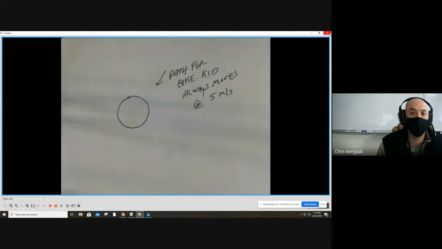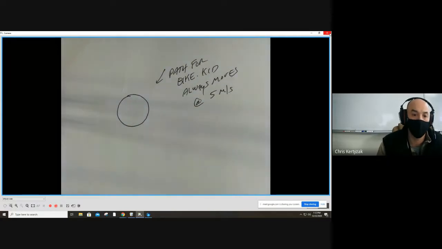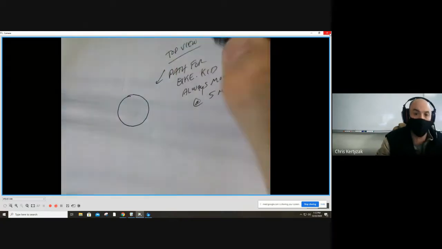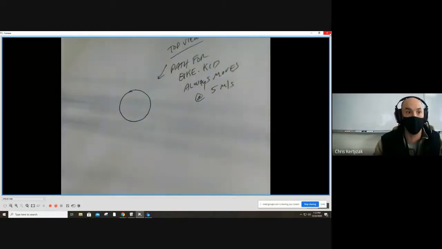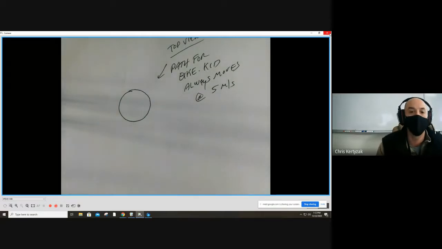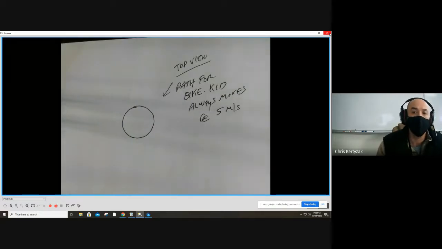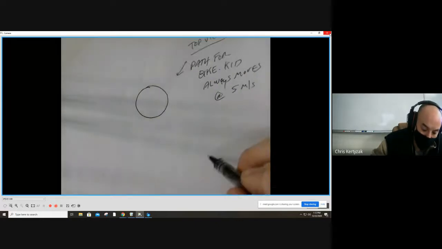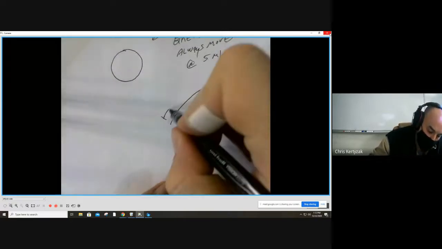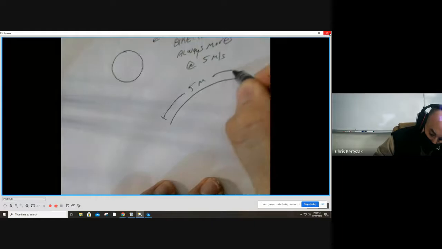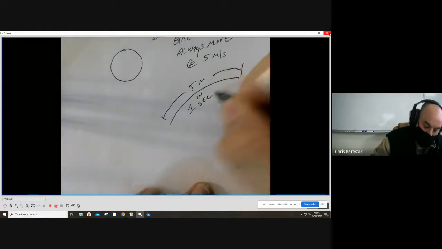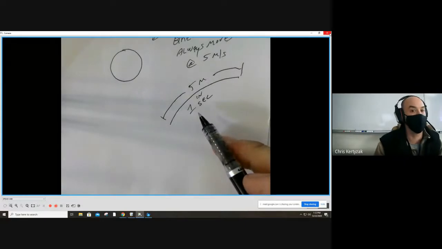The path for a bike. This is a top view. In a lot of this stuff, when people teach this in textbooks and simulations, they show the top view because you're trying to see the circle. He always moves at 5 meters per second. Just for clarity, that means he would move 5 meters along that path in 1 second. That's still called 5 meters per second.